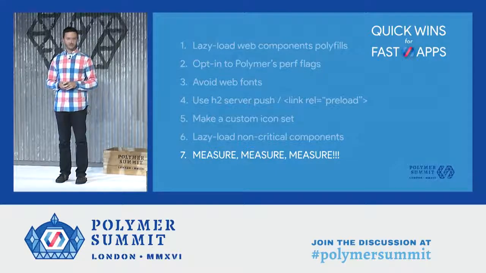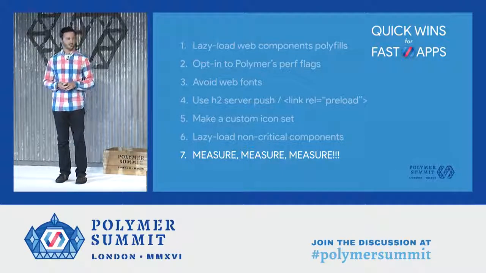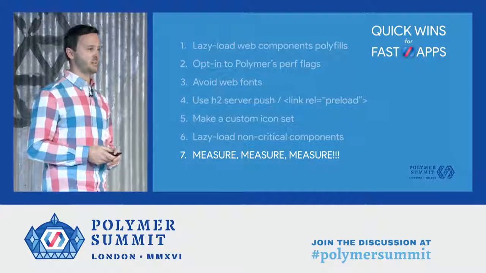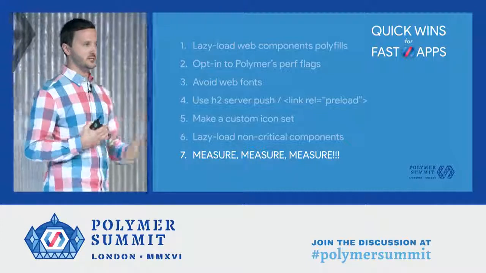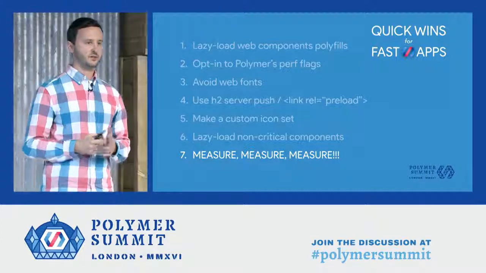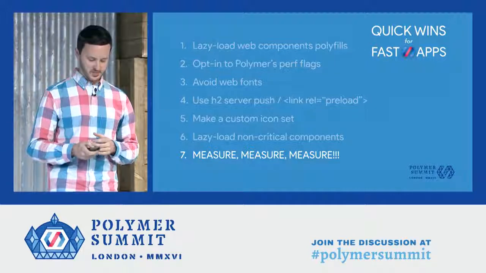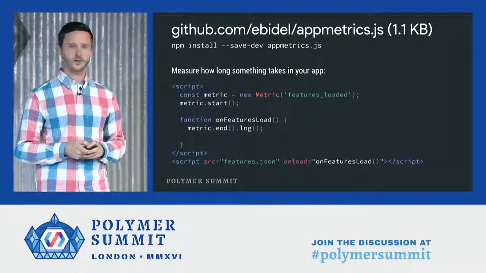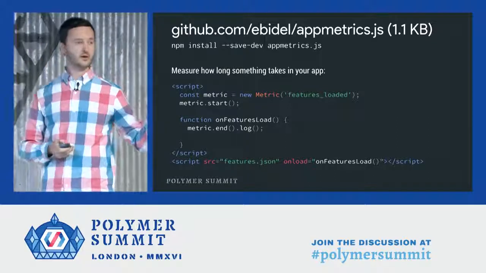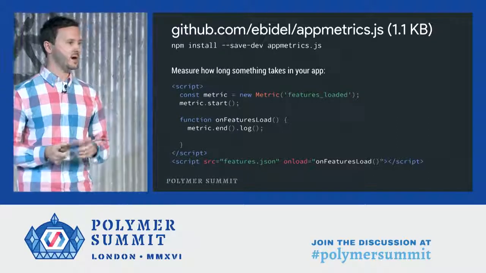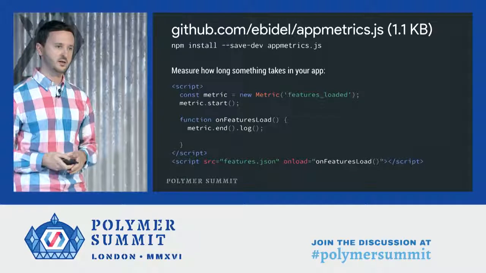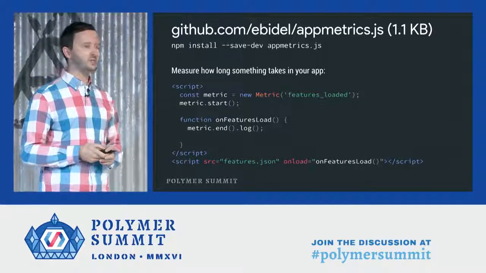Number 7, and the last one, is measure, measure, measure. So I spent a great deal of time just iterating on Chromestatus, making it better, making it faster, but ultimately, you push new versions, right? And the app changes, the profile of the app changes. You continuously have to know what's going on in your app. So if you want, I rolled a little library to make my life easier in Chromestatus, and hopefully you'll find this easy as well. It's called appmetrics.js.